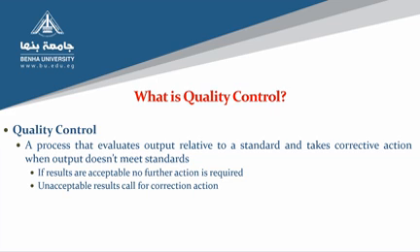The purpose of quality control is to assure that processes are performing in an acceptable manner. Companies accomplish this by monitoring process output using statistical techniques. So, quality control is a process that measures output relative to a standard and takes corrective action when output doesn't meet standards. If the results are acceptable, no further action is required. If the results are not acceptable, call for corrective action.